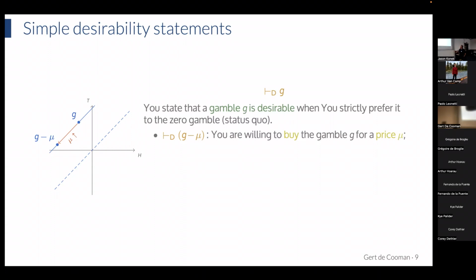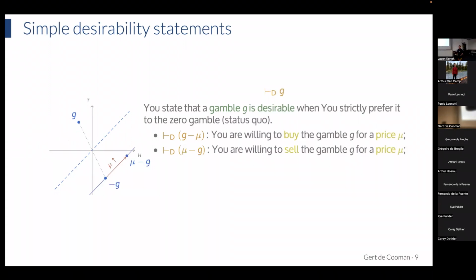Now, if you say that G minus mu is desirable to you, this means that, remember, G is this uncertain reward, mu is something that is fixed, you're willing to buy G for a price mu.